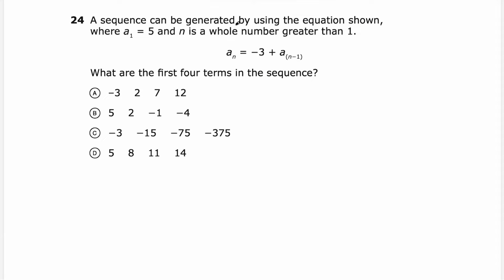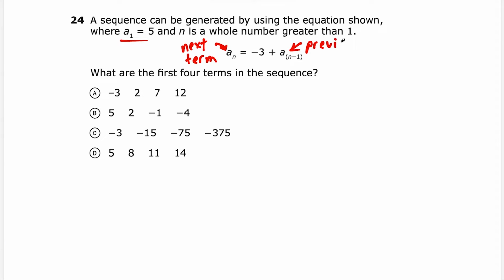Question 24, we have a sequence that can be generated by using the equation shown, where a sub 1 equals 5 and n is a whole number greater than 1. So here's the equation that we have here. And one way I like to think of this is that a sub n is the next term. So this is the next term that we're looking for. And a sub n minus 1 is the previous term.